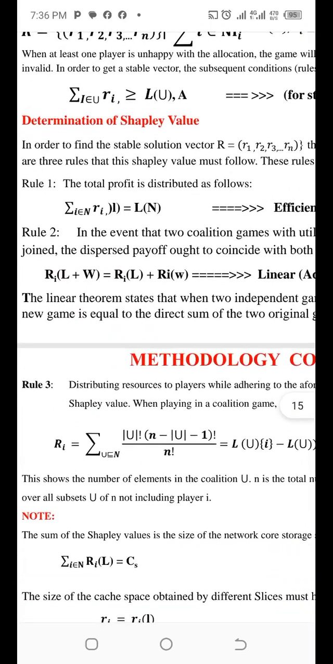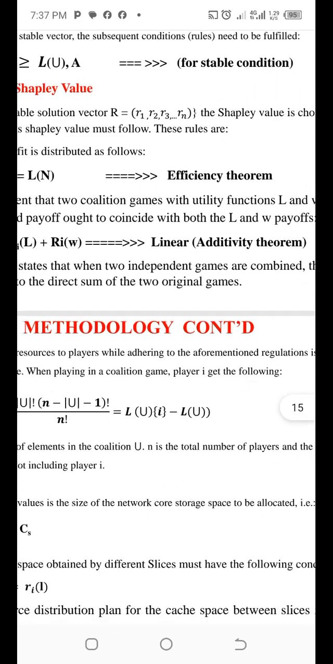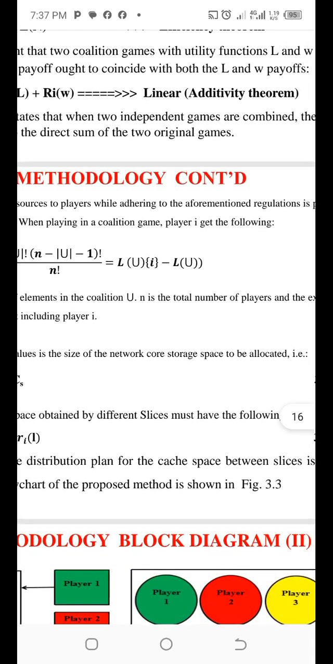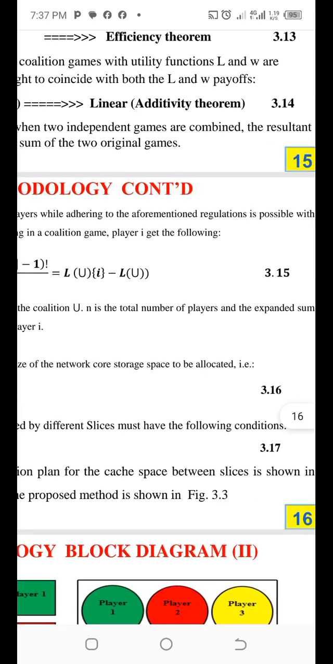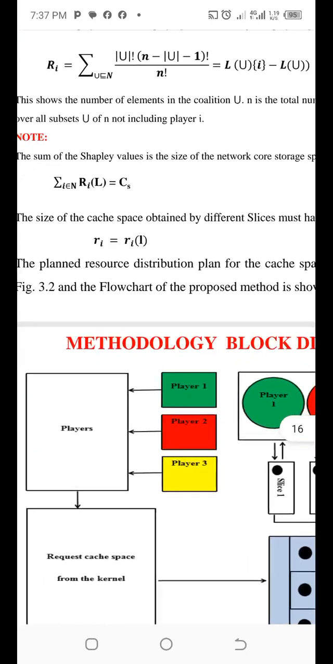Now, in order to achieve the balance in the coalition of all the players, that's what we call the Shapley value. This Shapley value will be used to ensure that each of the players is satisfied according to their decision making. And in order to do this, we must follow three rules. Rule 1 is called the efficiency theorem, which is shown in equation 3.13, rule 2 is called the linearity or additivity theorem, which is shown in equation 3.14, and the third rule is shown in equation 3.15.